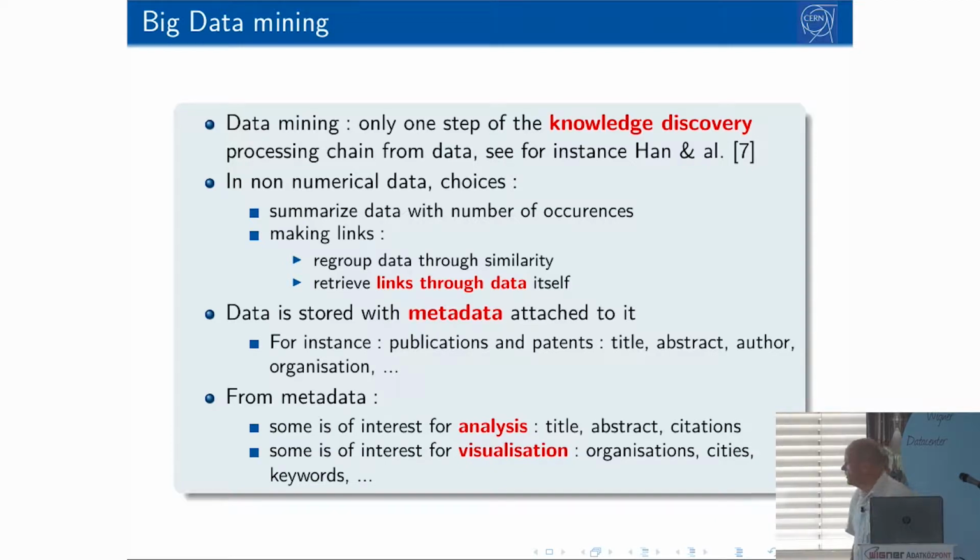So what we want is to build the links for the data, and data are stored usually with metadata attached to it, and from this metadata, some are of interest for analysis, like title, abstraction, citations, and some are interesting for visualization, like organization, cities, keywords in publication and patents. That was the first use case.